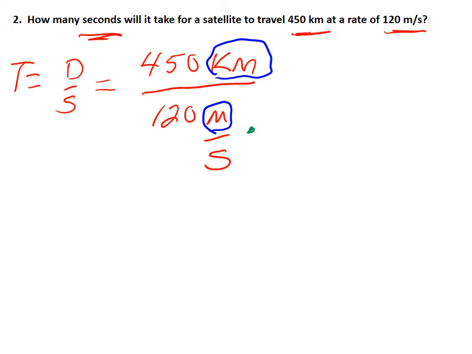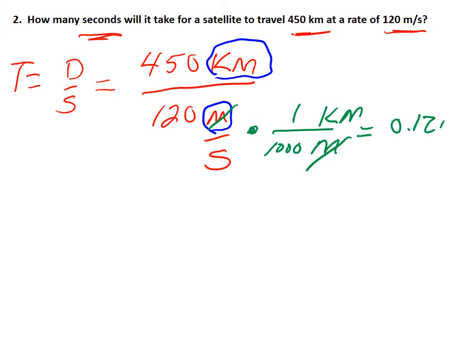So what we have to do is change either kilometers or meters. I'm going to do it by changing meters into kilometers down here. And I know that there's 1,000 meters for every 1 kilometer. And then my units of meters will cancel. And when I divide this out, 120 divided by 1,000 comes out to be 0.12 kilometers per second for my speed. So I just changed 120 meters per second into kilometers per second.